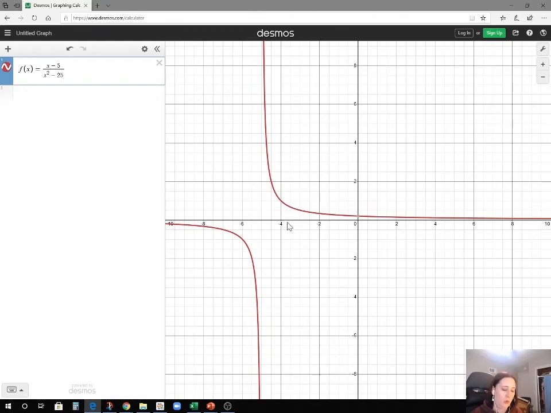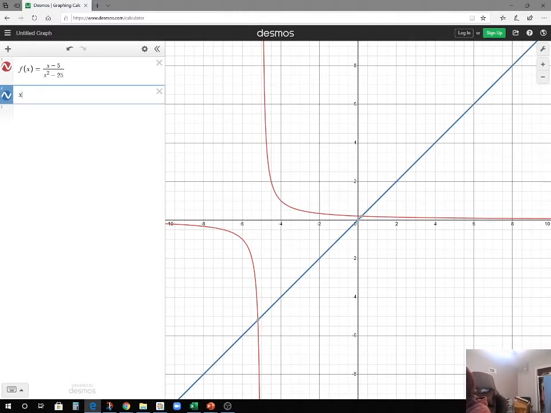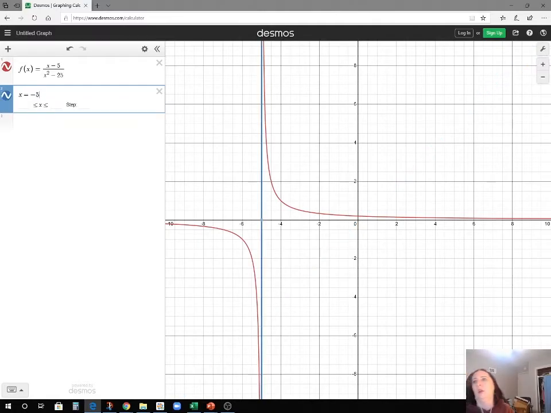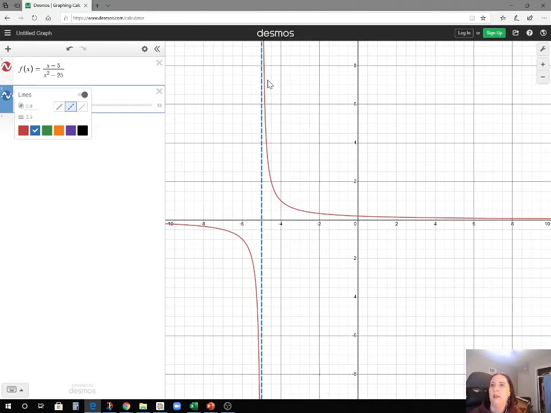And so we have our vertical asymptote at -5, which is actually right here. I can put in x equals -5, and I like to do my vertical asymptotes as dashed lines. So you can see that the graph is approaching it as it heads towards this vertical asymptote. The y values are basically going to positive and negative infinity. Now, x equals 5 is a hole in the graph. So it doesn't look like there's a hole in Desmos.